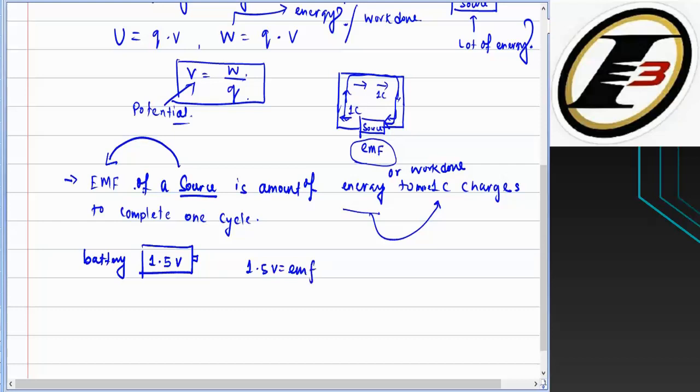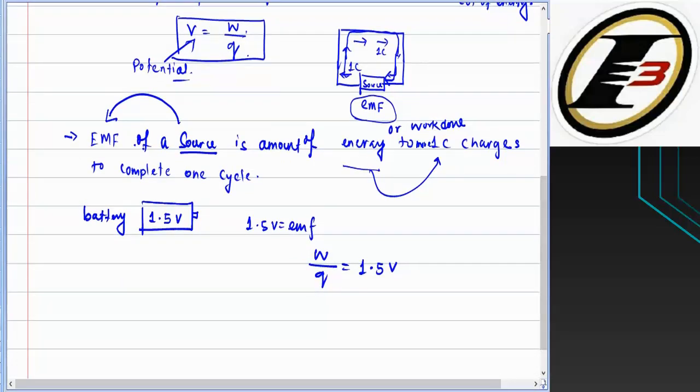That will be its EMF. That is W by Q, which is equal to 1.5 volt. So what is this W by Q?